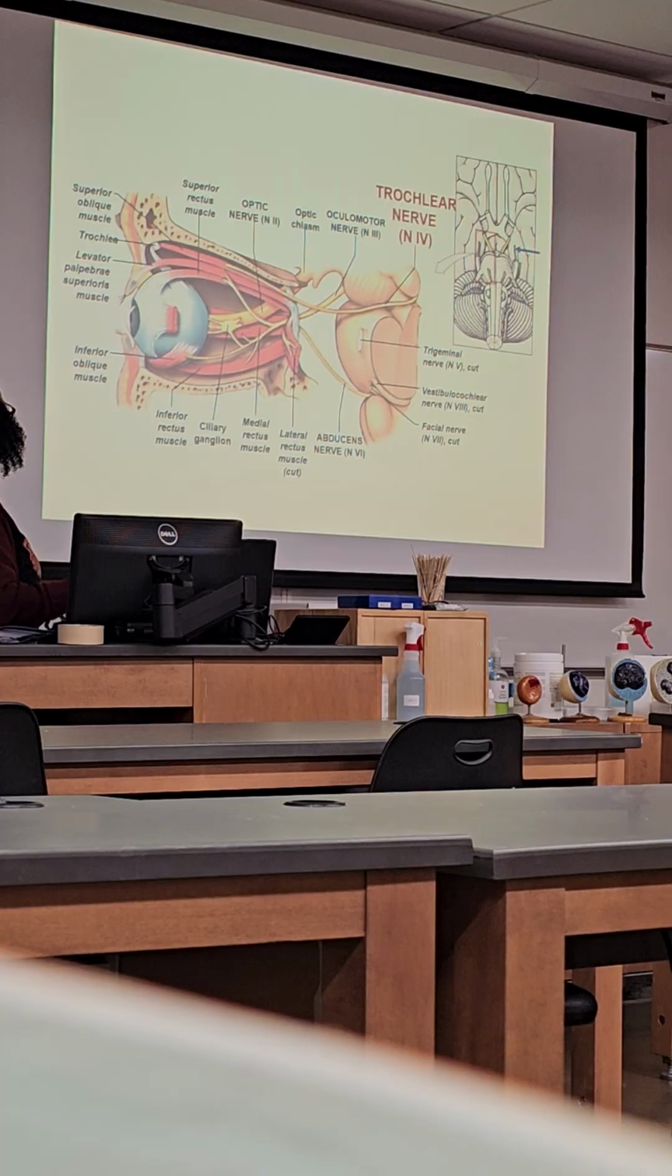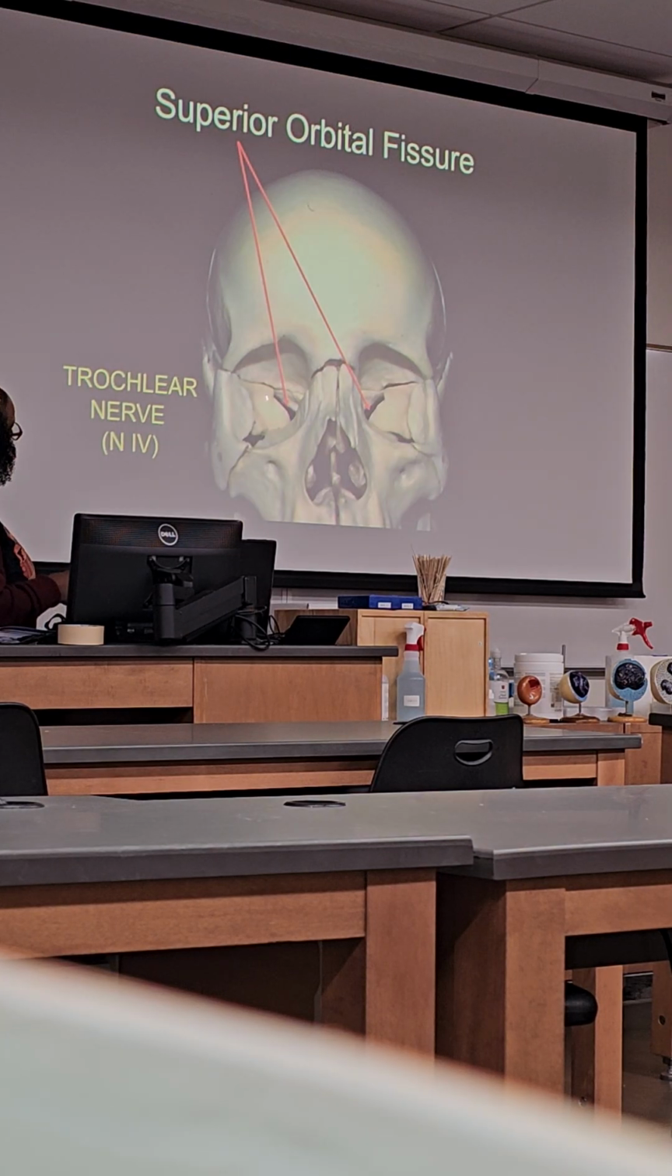Okay. Here we are. Trochlear, all the way from the back side of the midbrain, traveling out. That's where the cell bodies of the neurons of the cranial nerve are. The axons run through the superior orbital fissure and innervate superior oblique. And that's where it's traveling through to get to the superior oblique.